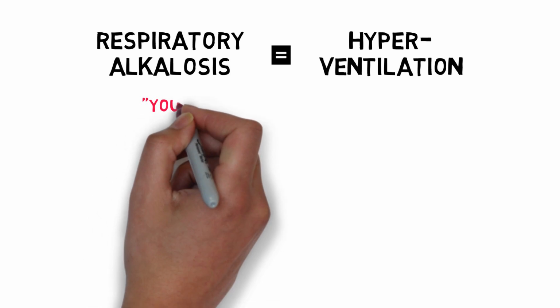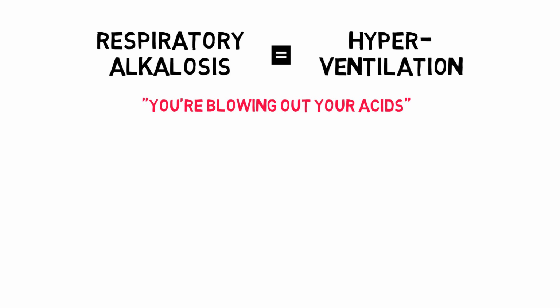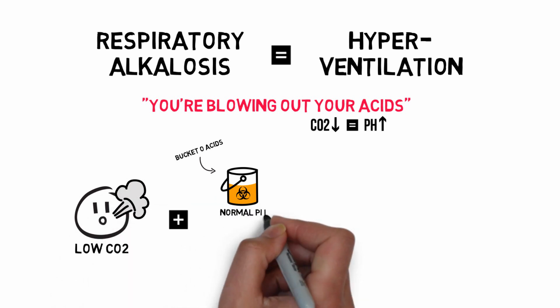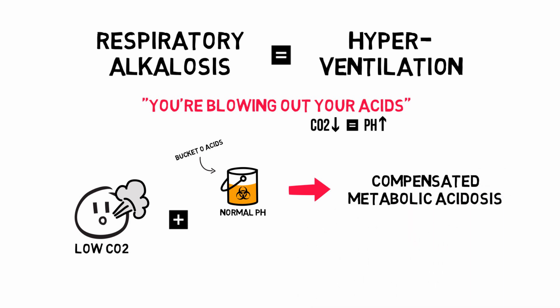Now back to hyperventilation. Remember that you're blowing out your acids, and you're doing this by breathing fast and deep, and thus lowering pCO2. In the Henderson-Hasselbalch equation, lowering pCO2 shifts the equation to the left, and therefore also lowers hydrogen, increasing pH. So if your blood is already acidic, if you're blowing out your acids, your pH will be normal. This is the case in compensated metabolic acidosis. If your pH is, however, normal to start out with, if you're blowing out your acids, you'll become more alkaline.